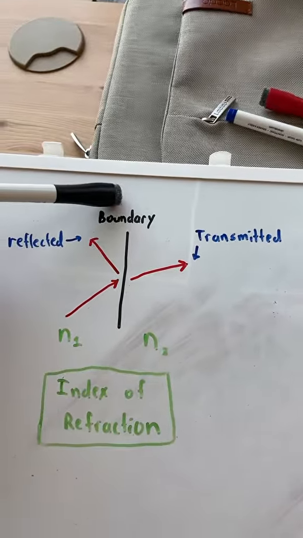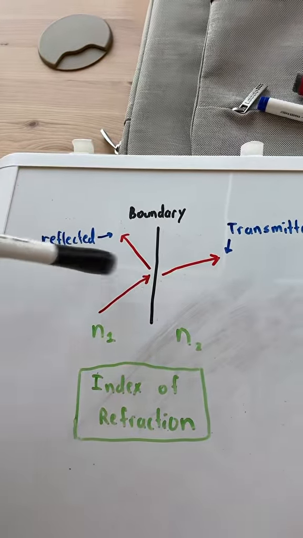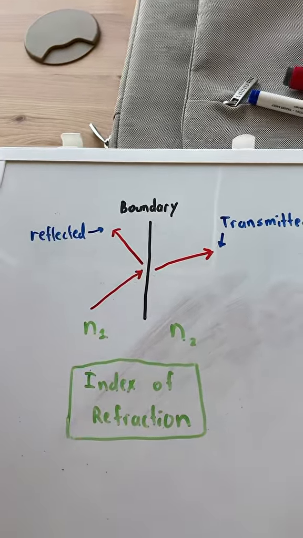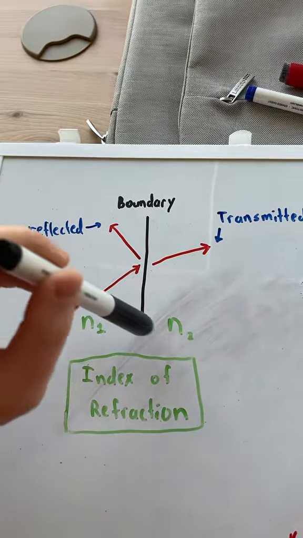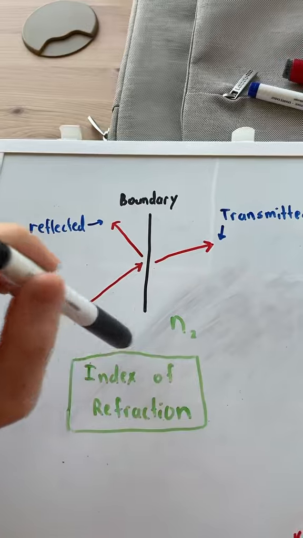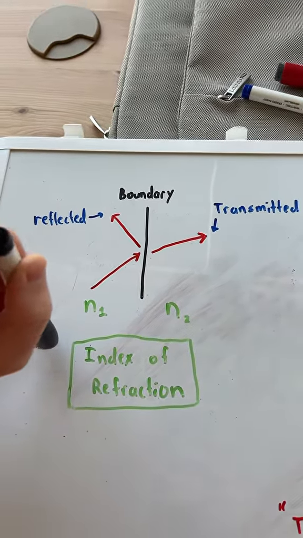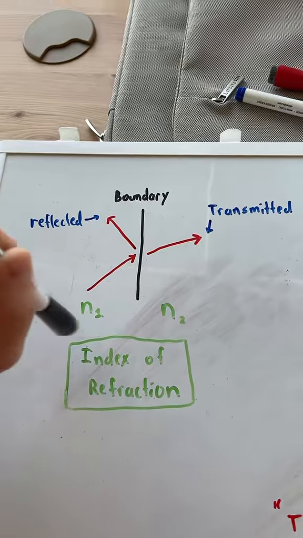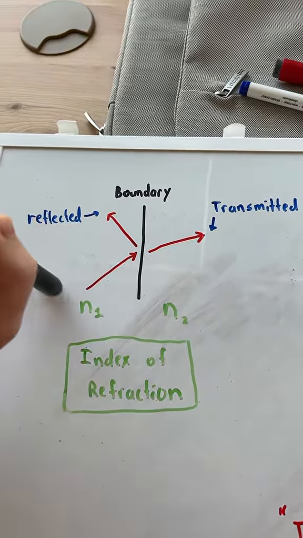If we imagine that this is some sort of boundary and this is one material and this is another, this could be air or glass, air or water, whatever. We see that on either side we have this N1 and N2. And N is what we use to denote this quantity called the index of refraction. The index of refraction basically determines, based on the material properties, how fast light can travel through the material.